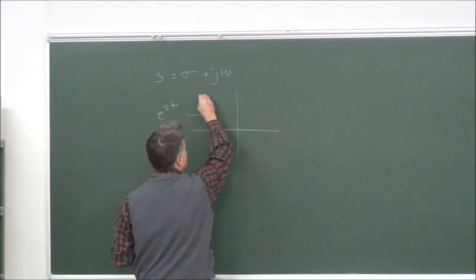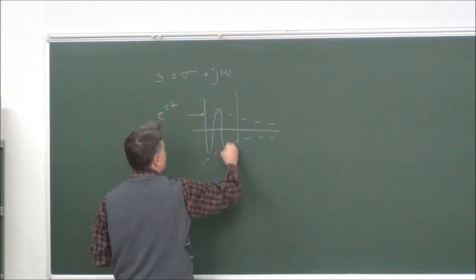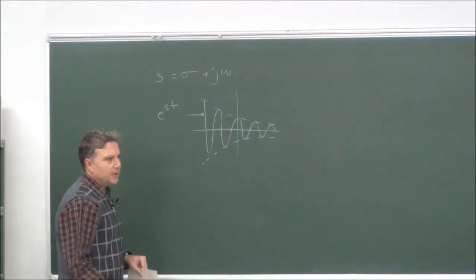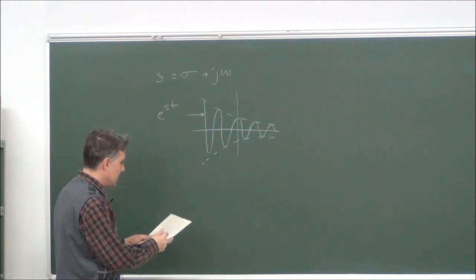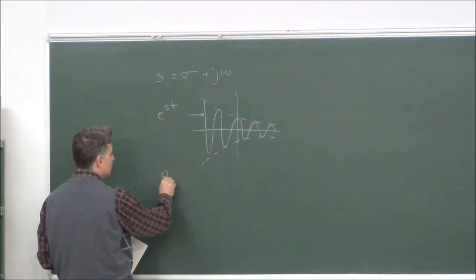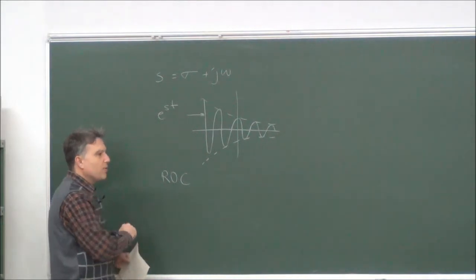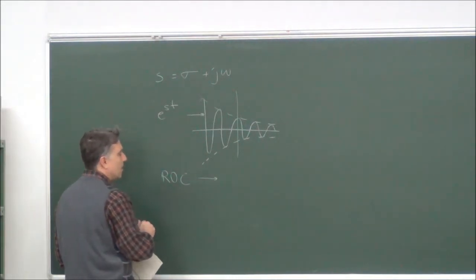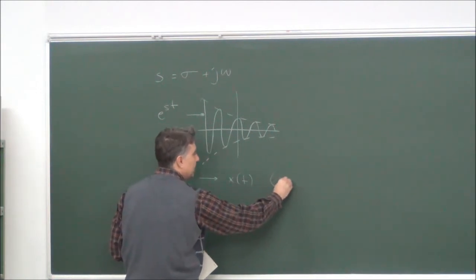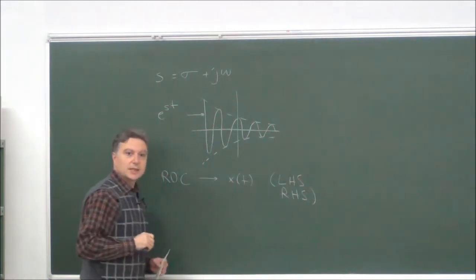Perhaps something like this, with an envelope of a decaying factor, for instance, and in between there is an oscillation, something like that. So with this new parameter, we defined a new transformation called the Laplace Transform. And we said that there is the critical thing called the region of convergence, which defines many of the things. With this region of convergence, we may conclude what x of t is. Is it left-hand sided or right-hand sided? For example, we decide on that.